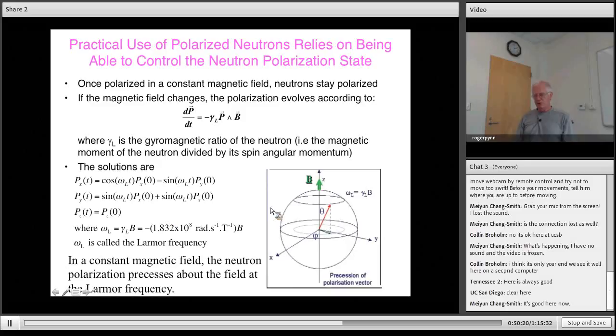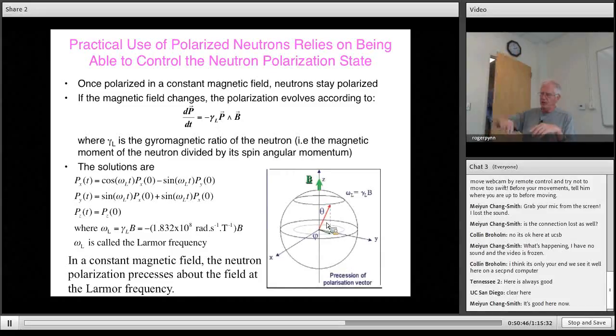The other two components change in this sinusoidal manner, which essentially describes a rotation of this polarization vector around the applied magnetic field. So this is called precession, and it's just like what you would see with a top.